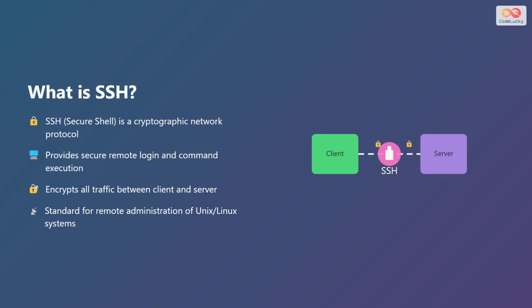In a typical scenario, a client computer connects to a server computer using SSH. This connection is secured using encryption, represented by a lock symbol, to protect the data transmitted between the client and the server.